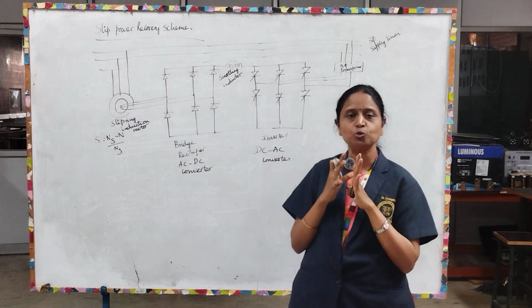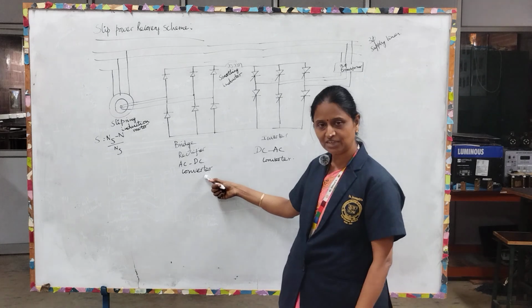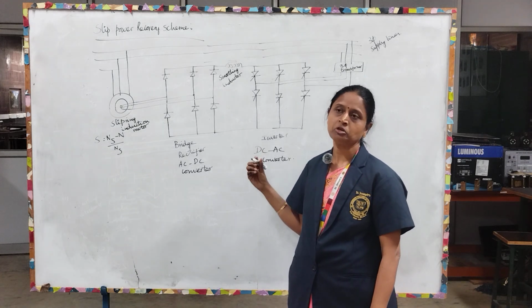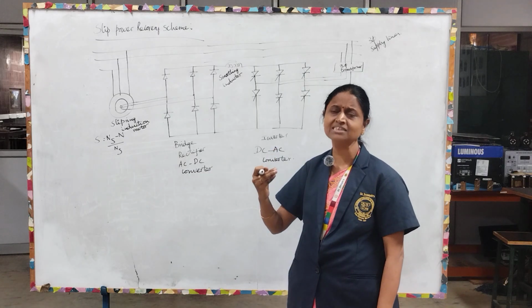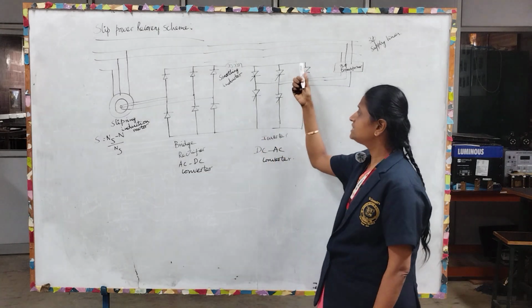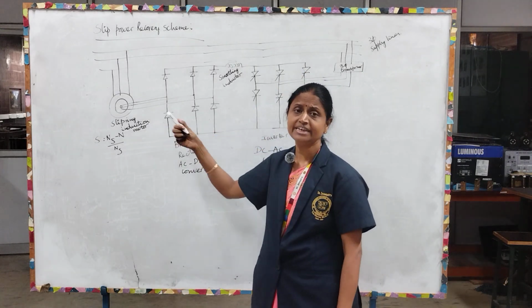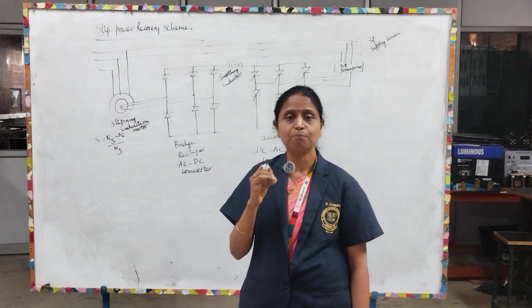For that we have two main elements: one is a rectifier and the other is a converter. Here the induction motor is supplied from three-phase supply lines, so that the AC power will be given. The induction motor used here is a slip ring induction motor.